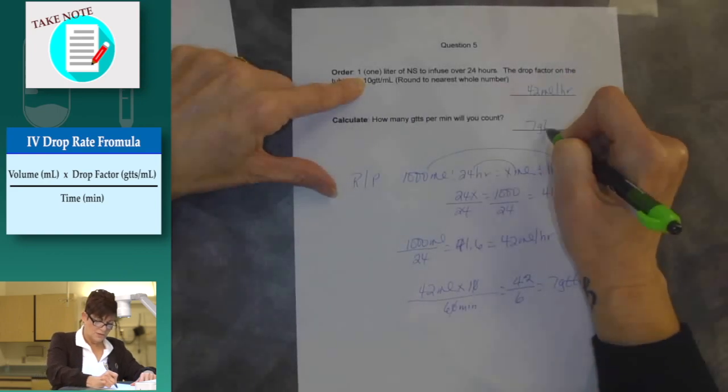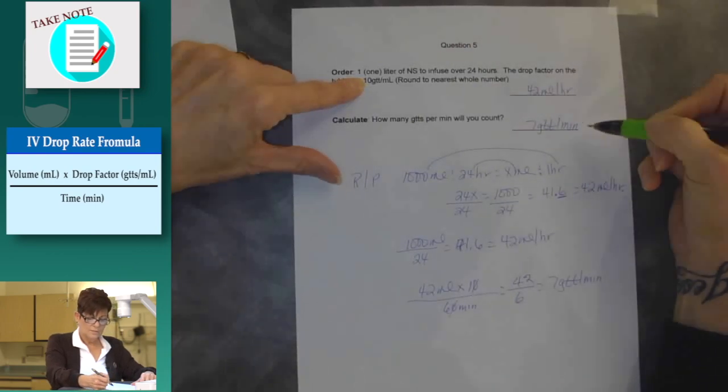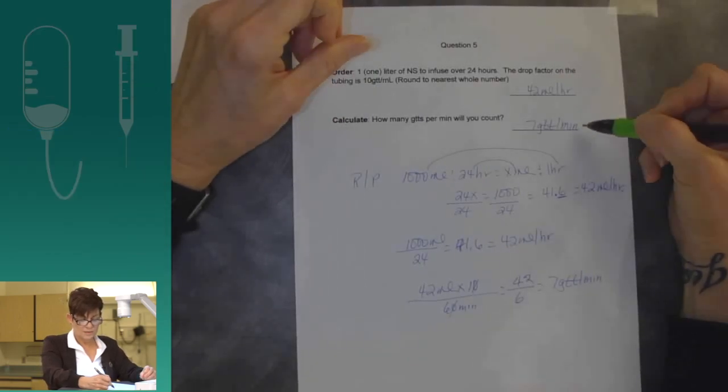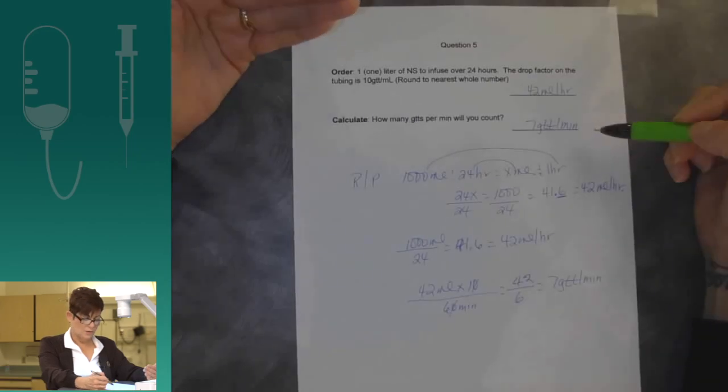You need to also make sure that you are labeling your dosages correctly, because if you did not label them correctly, you're going to be giving the wrong medication. Okay, so it's very important that you label your medications correctly. So this is the answer, 42 mLs per hour and 7 drops per minute for this question.